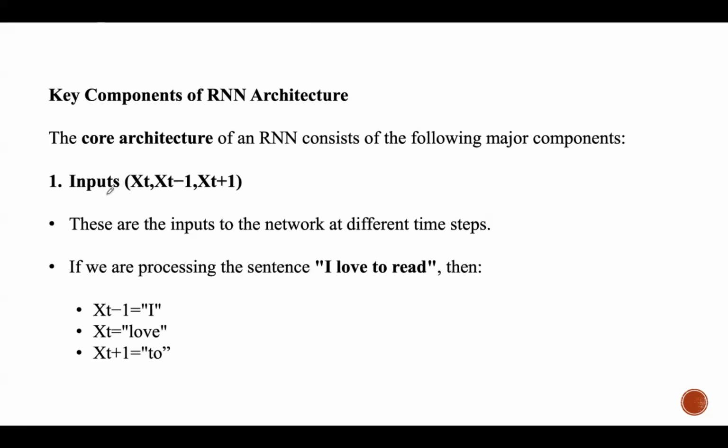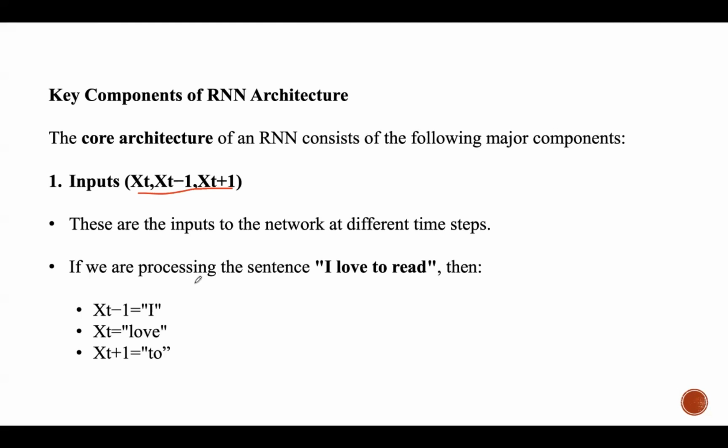First one is input, represented with x t minus 1, x t, x t plus 1. They represent the input data at different time steps, t minus 1, t, t plus 1. At each time step, the RNN takes an input, which could be a word in a sentence, or if it is image data, it can be a pixel value in a sequence of images, or it can be any other time-dependent data.